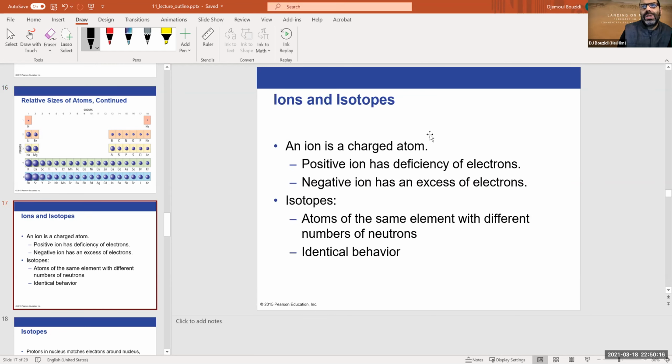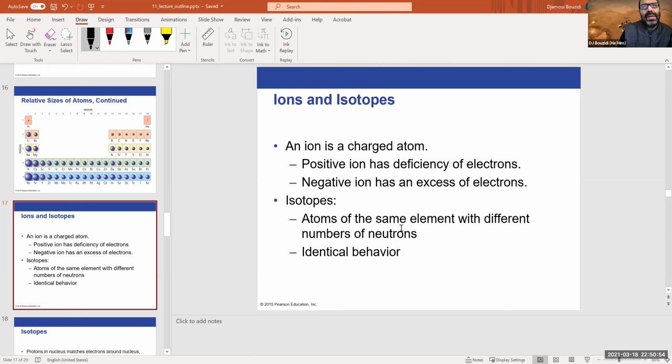So an ion is a charged atom. I already talked about what happened to chlorine and sodium. Positive ions have a deficiency of electrons, like sodium. When sodium loses its electron, it becomes positively charged because now there are more protons inside than electrons, since they used to be even until one of them left. Negative ions have an excess of electrons, like chlorine. It was neutral before it borrowed an electron from sodium. Now it has more electrons than protons, so it becomes negatively charged.